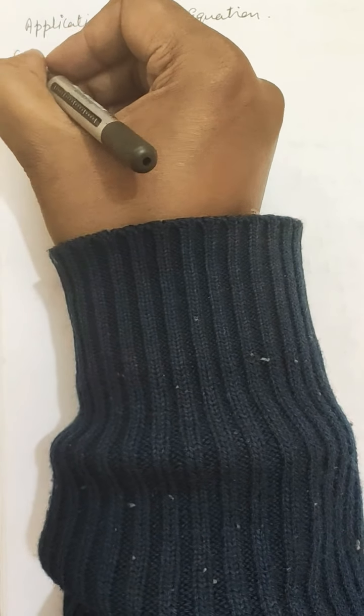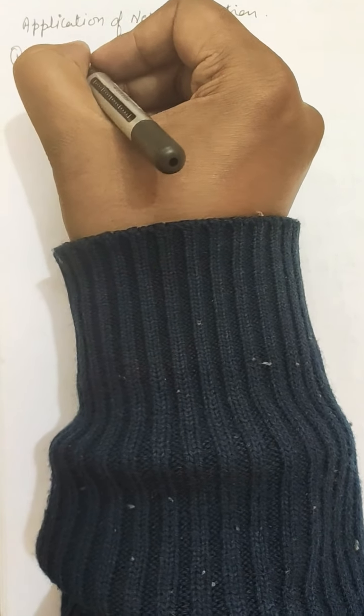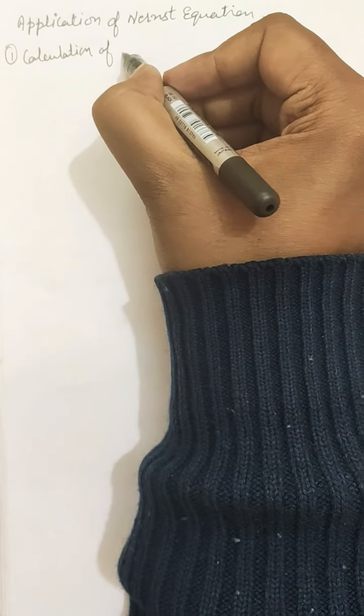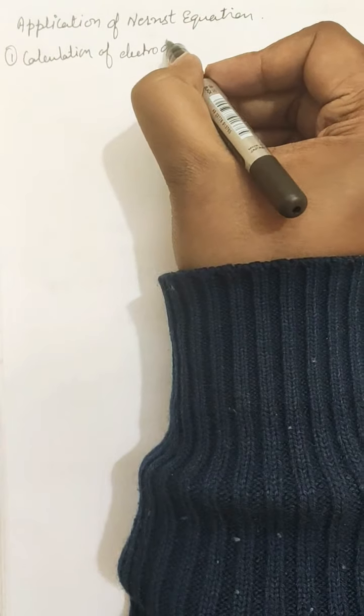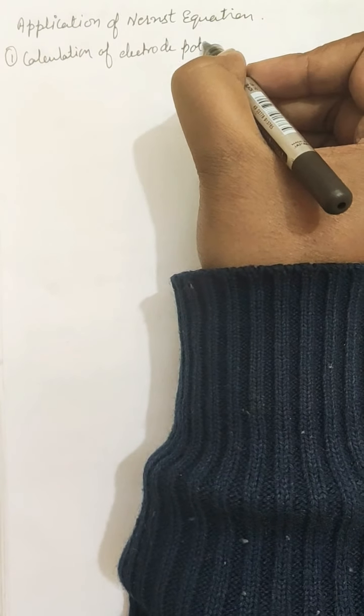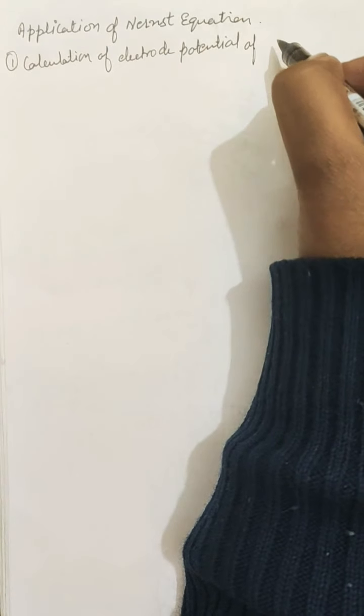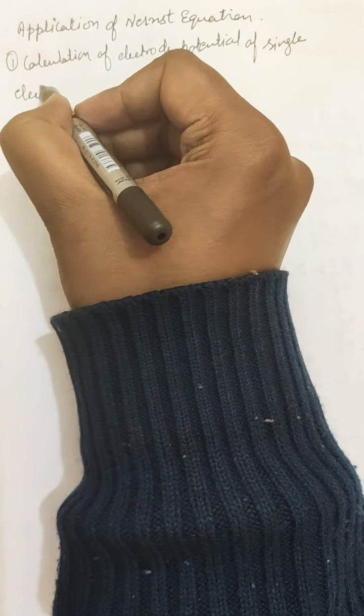So the first application is calculation of electrode potential of a single electrode. So how is the electrode potential of a single electrode calculated with the help of the Nernst equation?